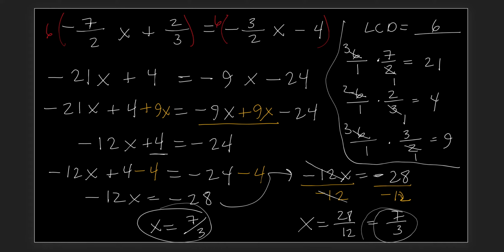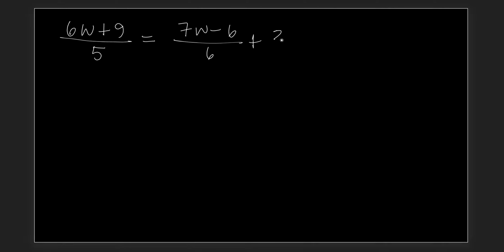Now here's one more type of problem. It looks a little different, but I've got 2 examples of this, and that'll be it. So 6w plus 9, all divided by 5, equals 7w minus 6 over 6 plus 3. Look at this craziness. You just have more on the top.